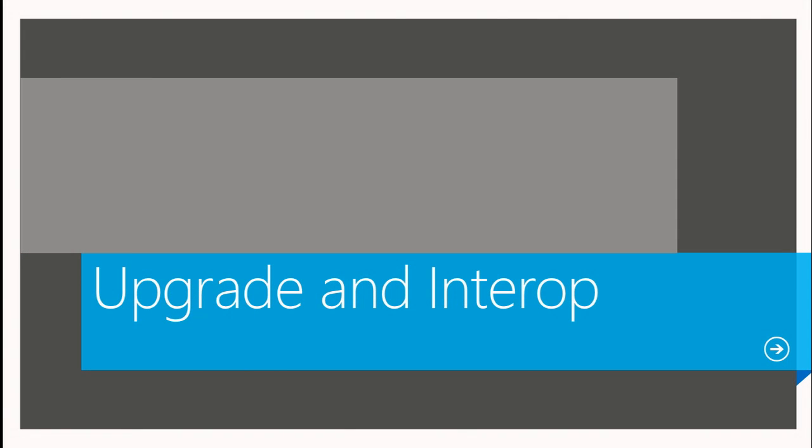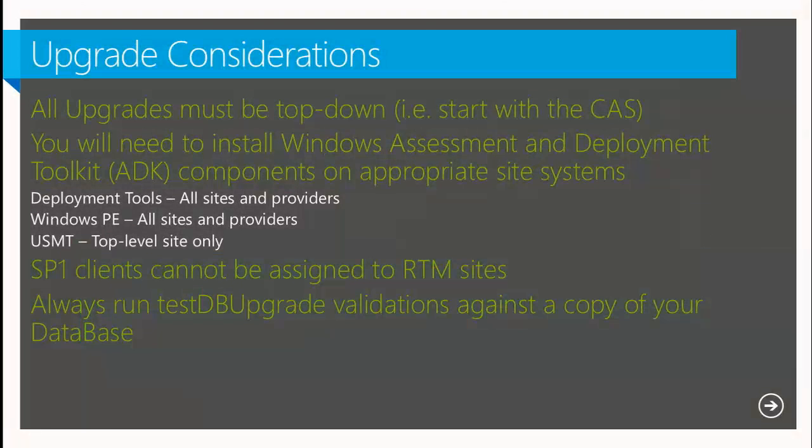So moving from expansion and into upgrade, I alluded earlier when we first introduced this that upgrade's a little bit different because of the SQL replication model. There are some things that are the same, though. All upgrades must start at the top and work their way down. You start with the CAS and move that way.